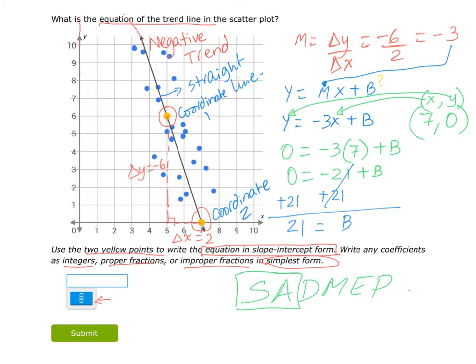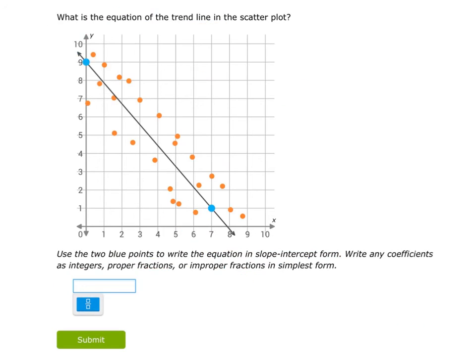So what does my eventual equation look like? Y is equal to negative 3x plus 21. You plug that in and you will be successful. Alright, let's try a third equation.